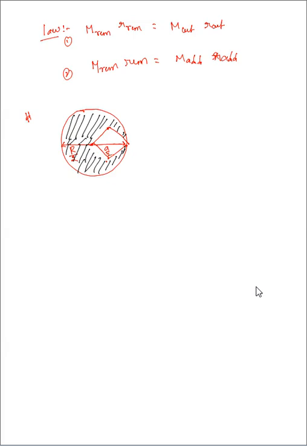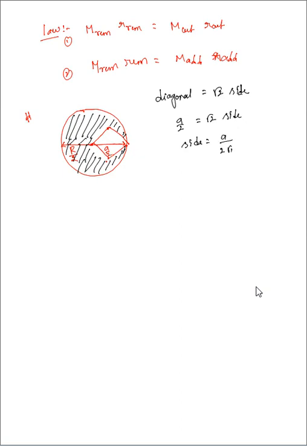To calculate that, first we need the side length. The diagonal value we got to know: A by root 2. The diagonal is root 2 into the side, so the diagonal value A by 2 equals root 2 into side. Therefore the side value you will get from here: A by 2 root 2.